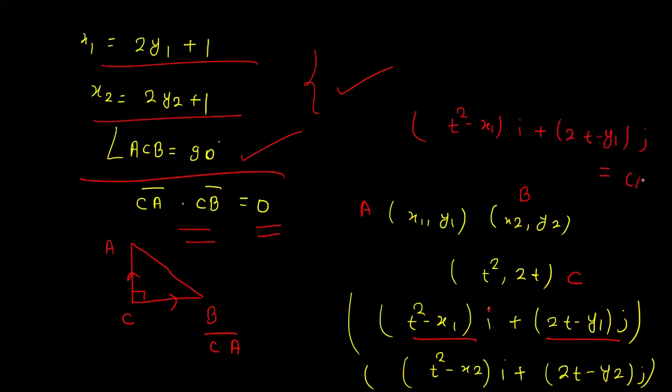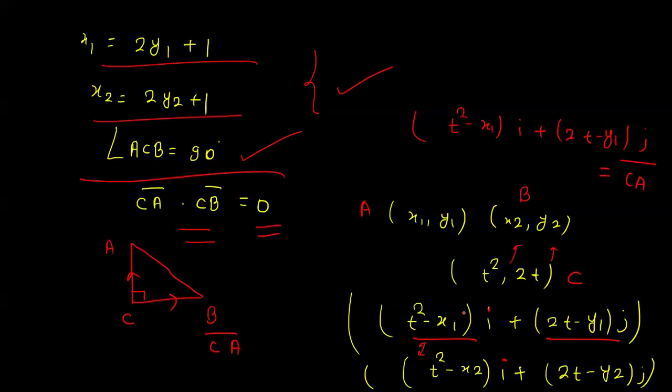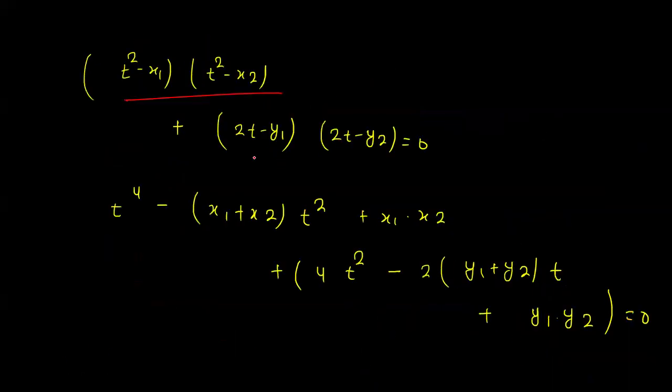This is our CA vector, and the CB vector we can find in a similar way: (t square minus x2) i plus (2t minus y2) j. In this way we can do the dot product. So the x coordinate multiplied by the x coordinate gives this term, and the y coordinate multiplied by the y coordinate gives this term, and the sum is equal to 0. So this is the dot product.